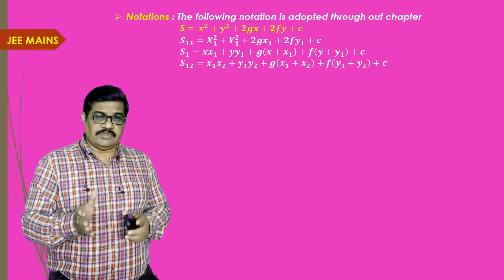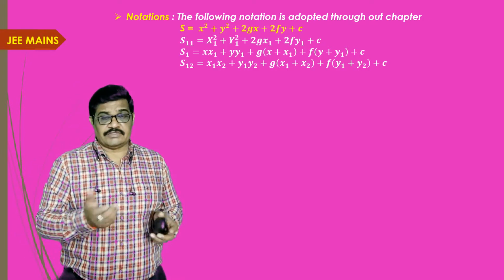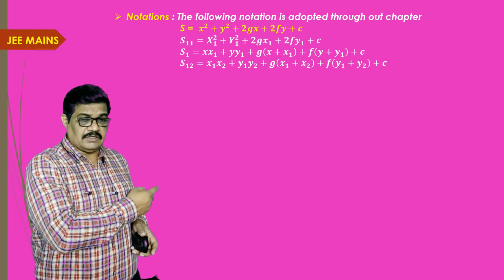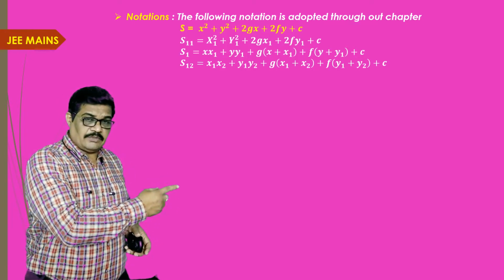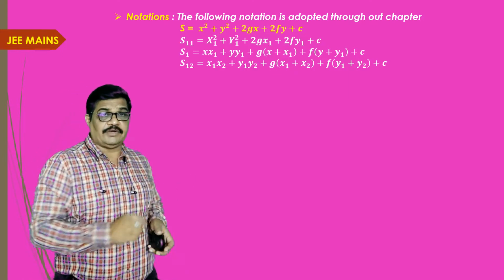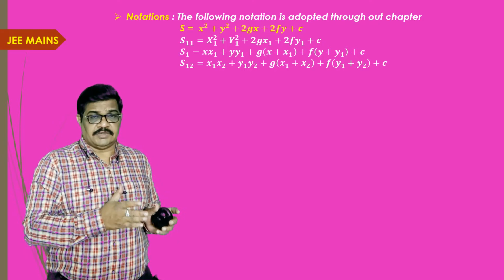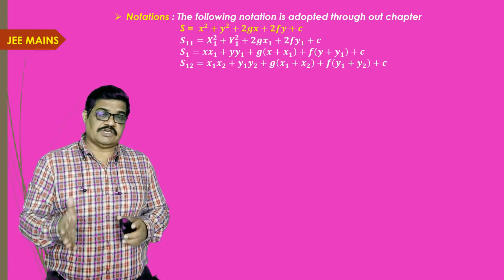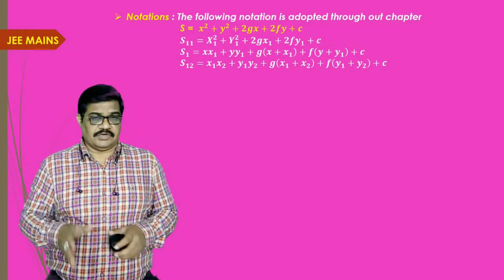So this equation is represented by S1. What is S12? S12 is represented by the equation x1 x2 plus y1 y2 plus g into (x1 plus x2) plus f into (y1 plus y2) plus c. This is the notation for S12. So this equation is represented by S12. Generally we are using these notations.